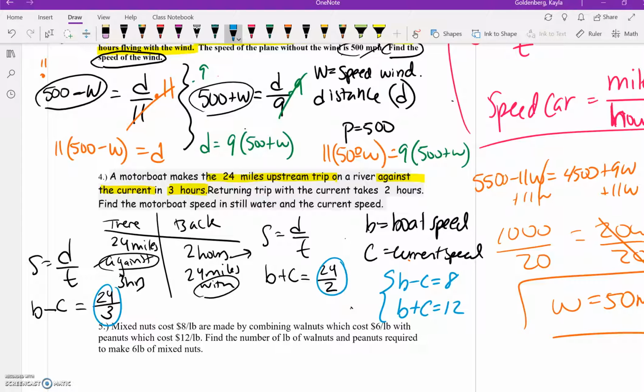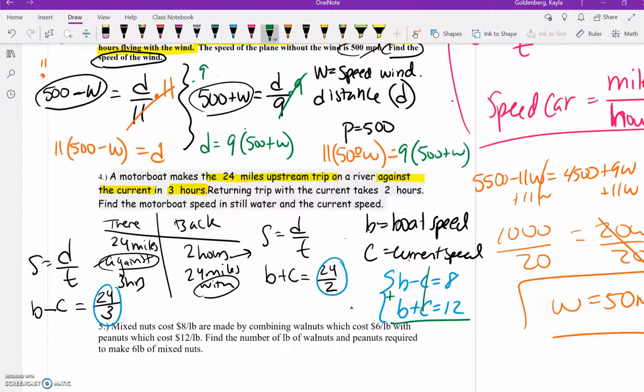You can kind of think about that as the speed itself when you're going against the current is 8 miles per hour, and when the boat and the current are working together, your speed is going to be 12 miles per hour. These equations are a little bit easier to work with because we have more information than the previous problem. Most of these equations are really easy to just solve by elimination.